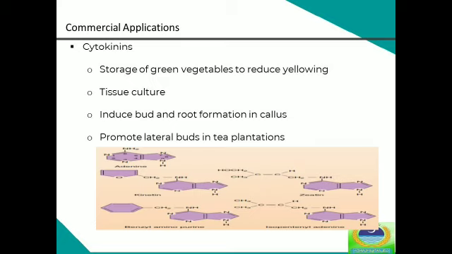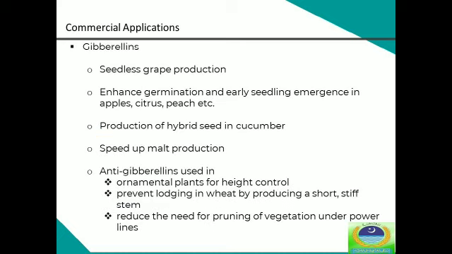The commercial application of gibberellins includes seedless grape production, enhancing germination and early seedling emergence in apple, citrus, peach, etc. Production of hybrid seed in cucumber through formation of male flowers, and to speed up malt production.